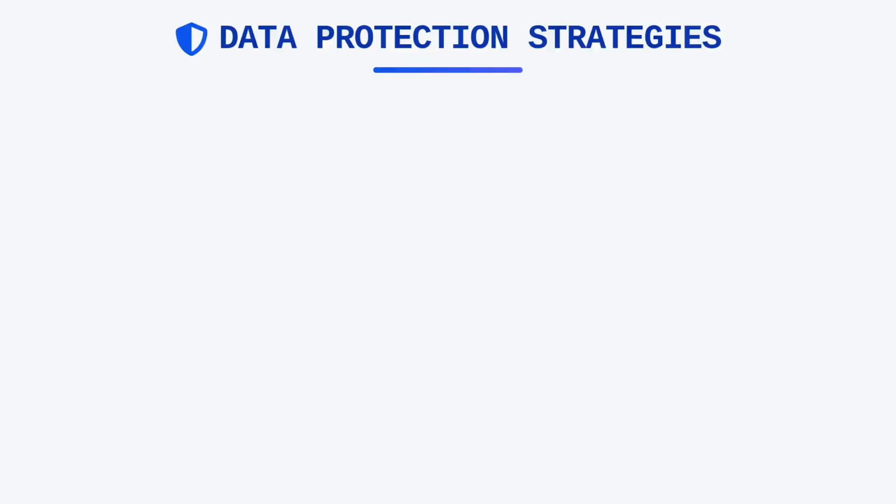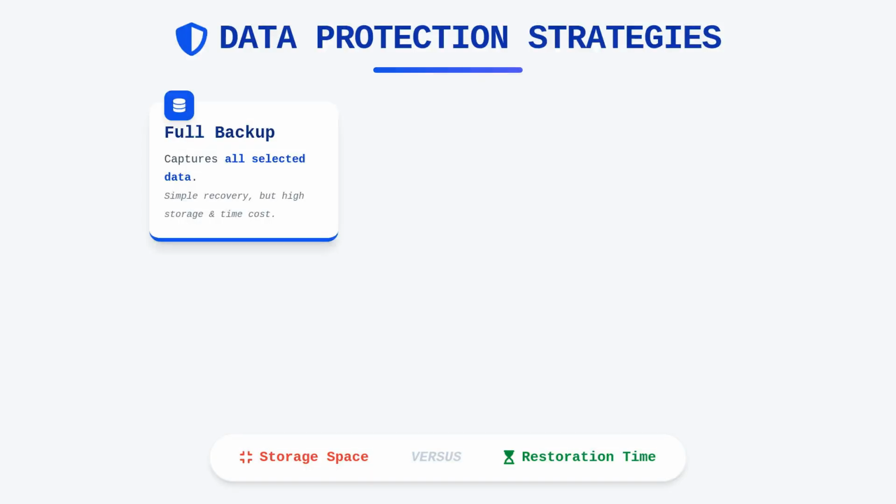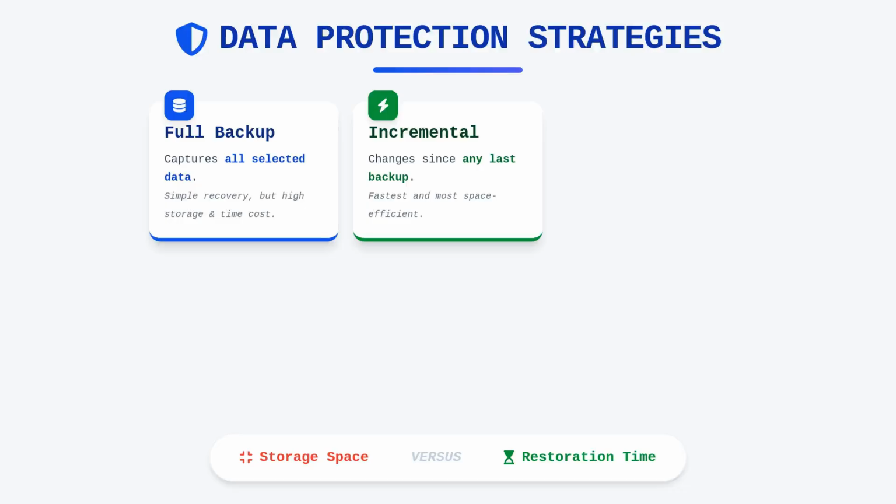Data protection relies fundamentally on your backup strategy, which involves different types of backups to balance storage space against restoration time. A full backup captures every piece of selected data, which is simple but time-consuming and storage-heavy. Incremental backups capture only the data that has changed since the last backup of any type, which makes them very fast and efficient in terms of space.